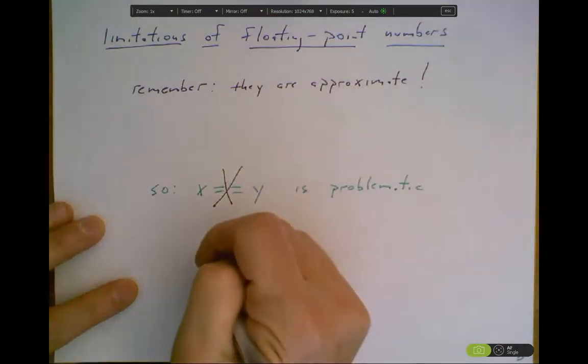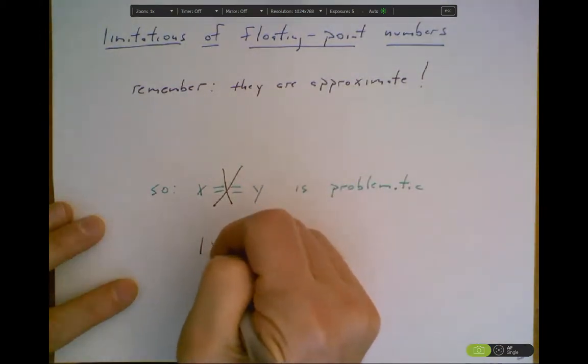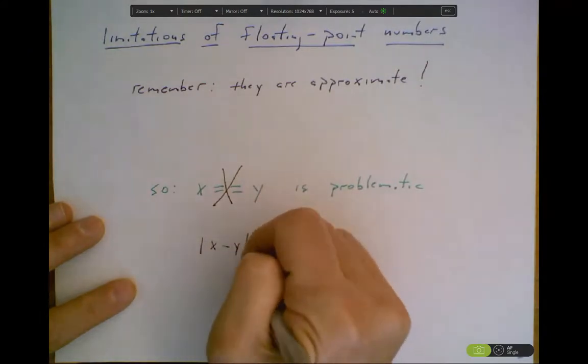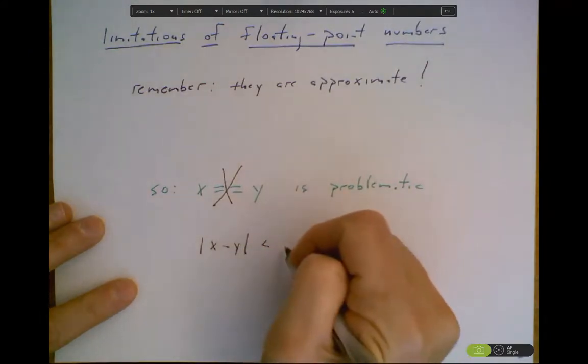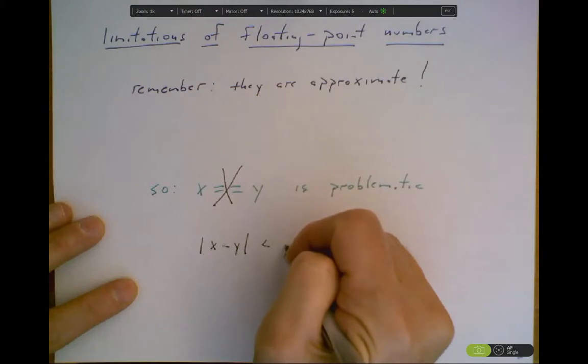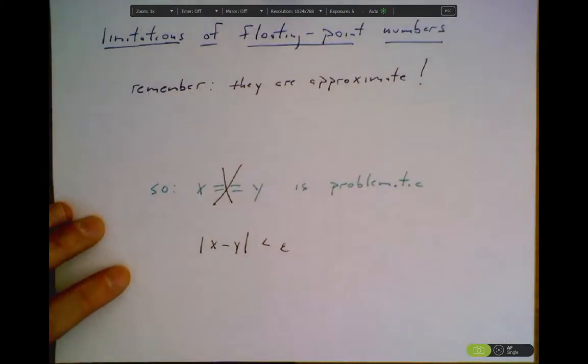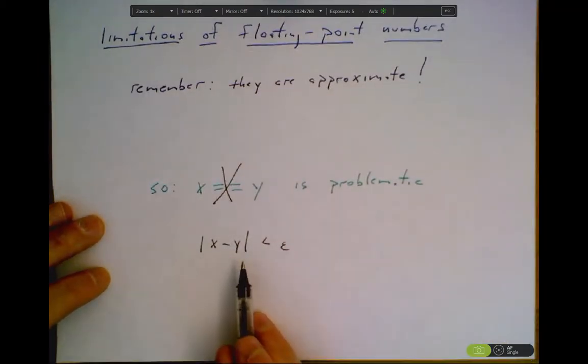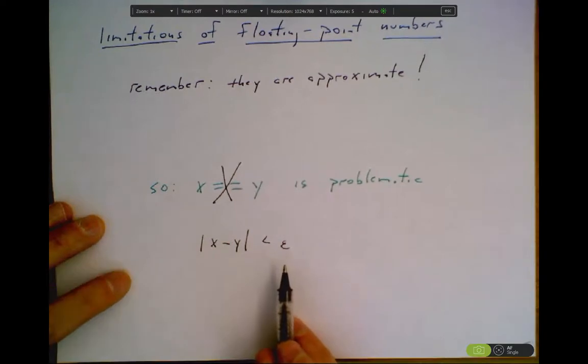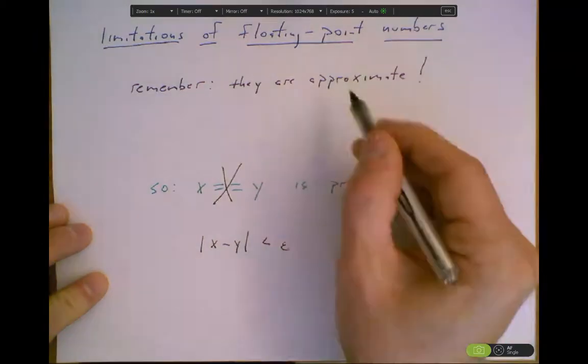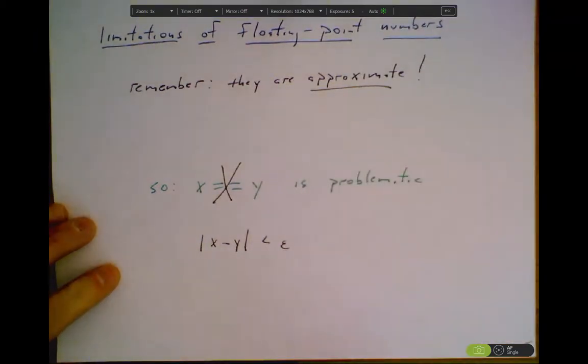What you really need to think about is whether the difference in this value is less than some epsilon. Are these numbers close enough together that you consider them equal in your application? That's really the mindset you've got to get into. You've got to remember that these are approximate values.